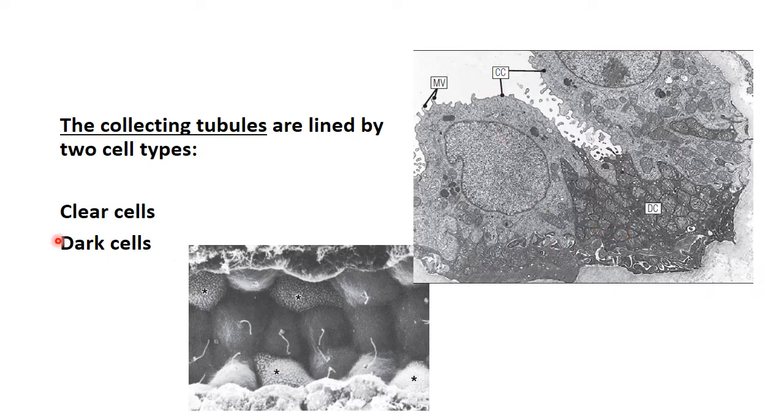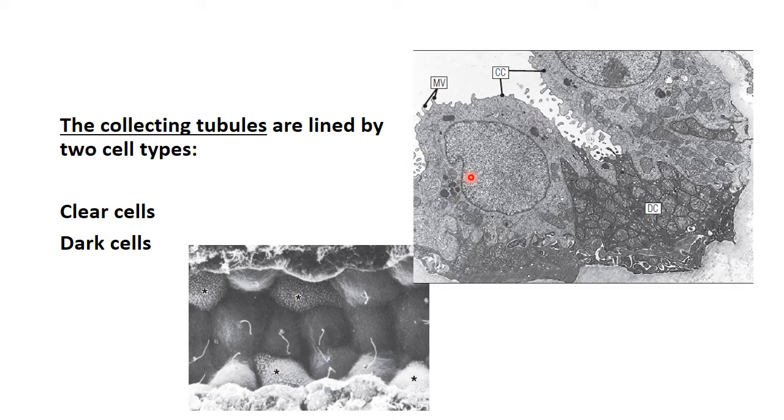The second type of cell is the dark cell, and from its name they are darker in color in histological sections. However, they are less in number than the clear cells. They are rich in cytoplasmic organelles, especially mitochondria, and as we can see here, all these cross sections are mitochondria, and they have well-developed microvilli on their luminal surface, in contrast to the clear cells that have less well-developed microvilli on their luminal surface.